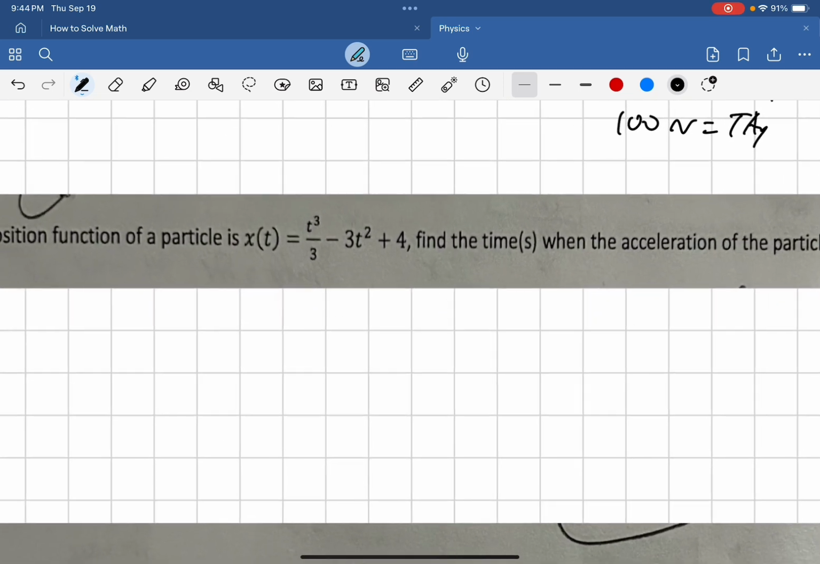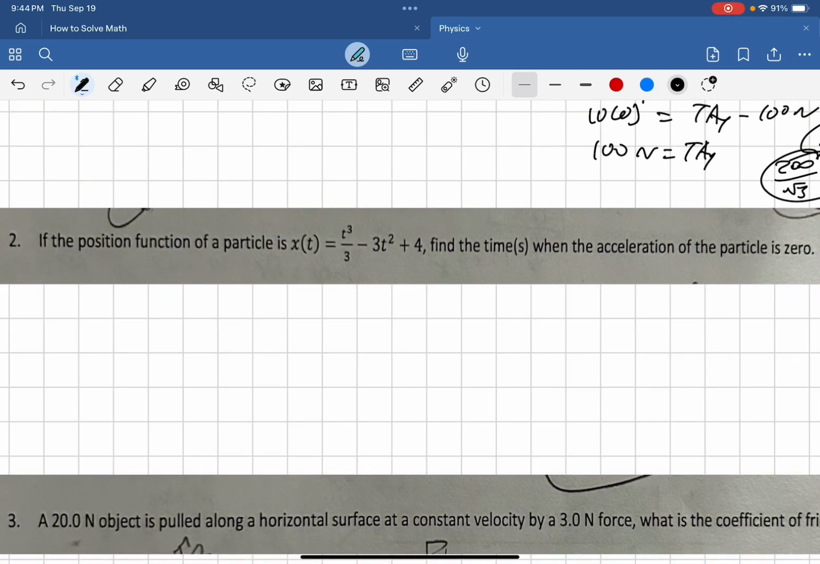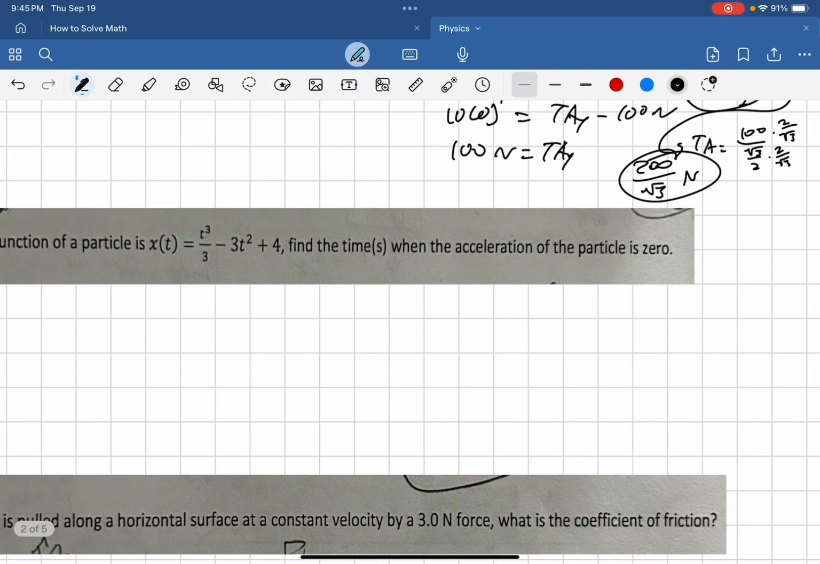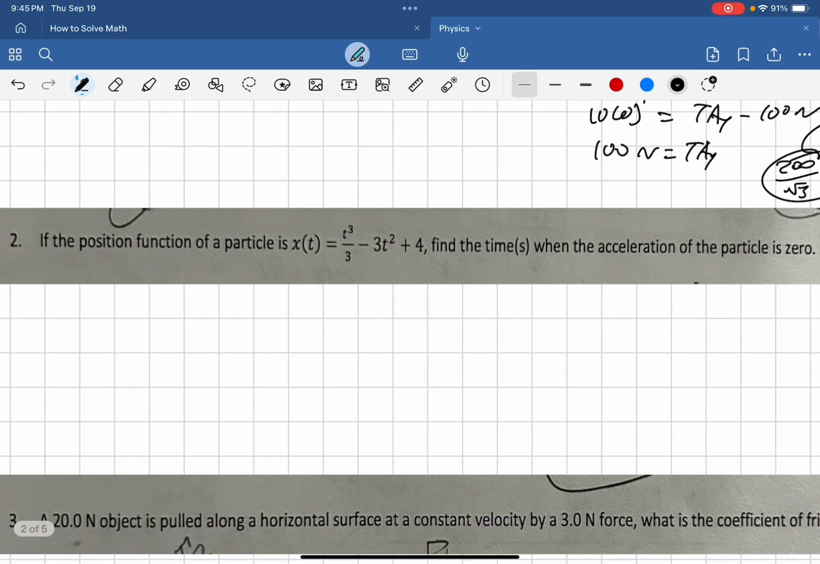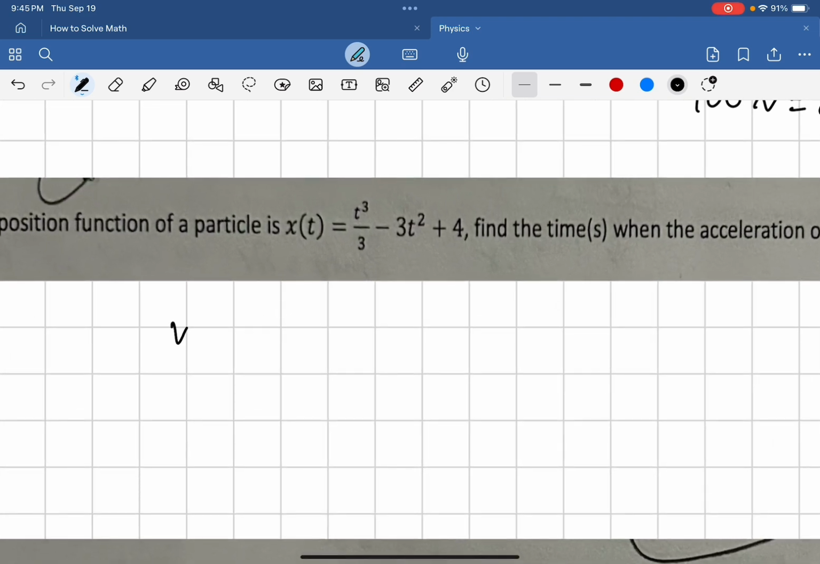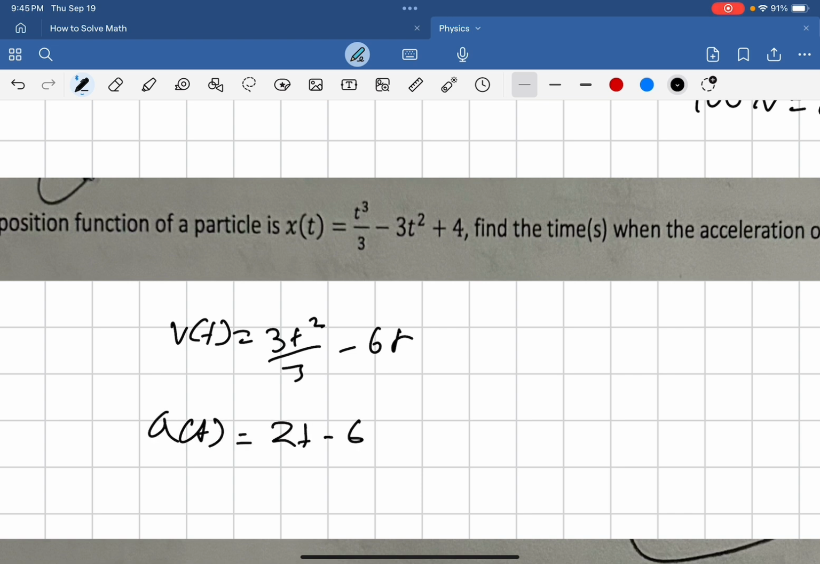Anyways, moving on, we have question number 2. If the position function of a particle is x of t equals t cubed over 3 minus 3 t squared plus 4, find the times where the acceleration of the particle is 0. So we're going to take the derivative of this. v of t is equal to 3t squared over 3 minus 6t, which means a of t is going to equal 2t minus 6.